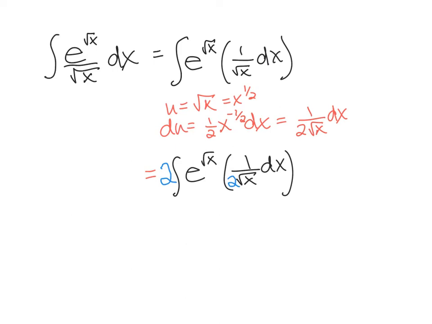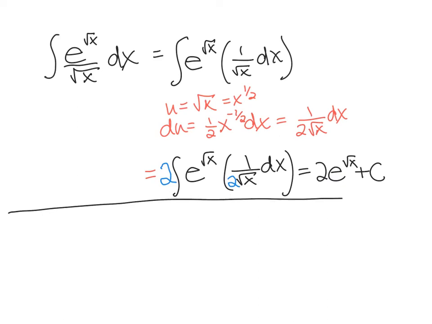So what I've done here, now I've got a coefficient, I have e to the power, and I have the perfect derivative of the power. So my answer is just 2e to the root x plus c. Got it? Good.